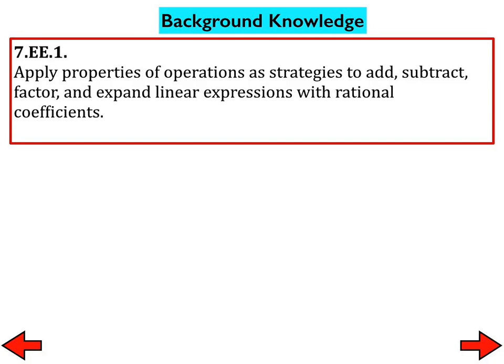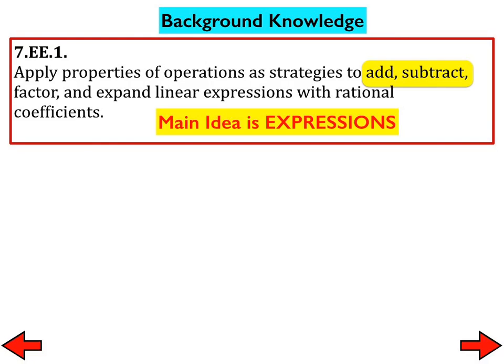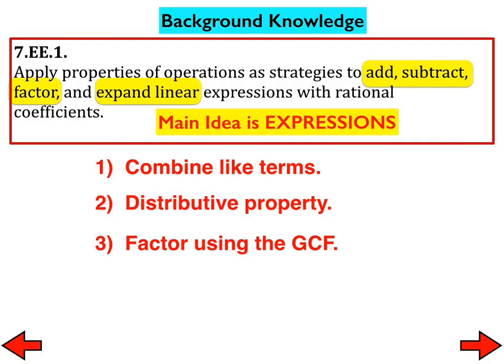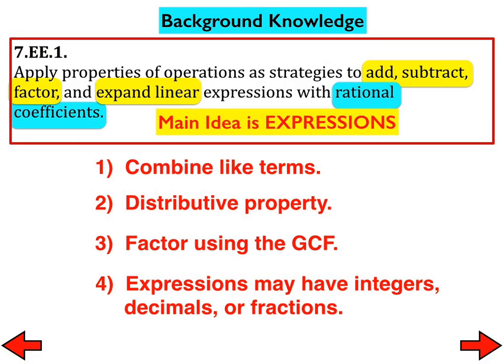Also, here's another big block of standards that we have talked about. Adding and subtracting, that means combining like terms. Factoring out the GCF, expanding linear expressions, that means the distributive property. Factoring means factoring out the GCF, and you may have forgotten what that means, but once I show you a problem, you'll remember quickly what that is. With rational coefficients, that means the numbers in front of the variables could be decimals or fractions. That's also part of what we're dealing with today.